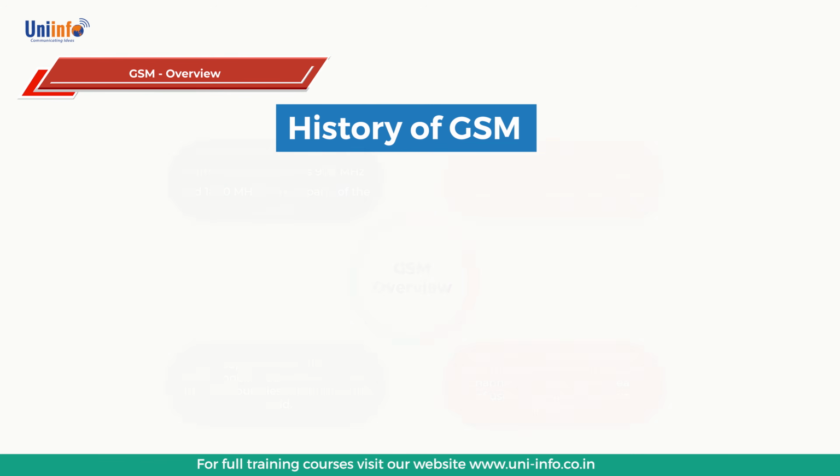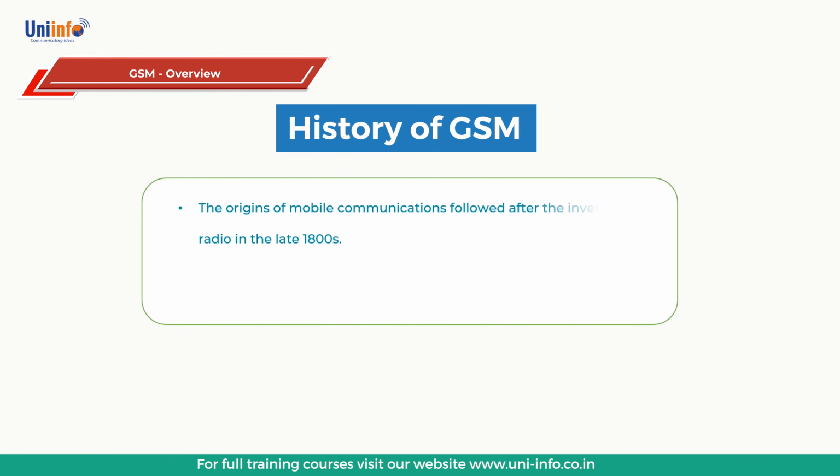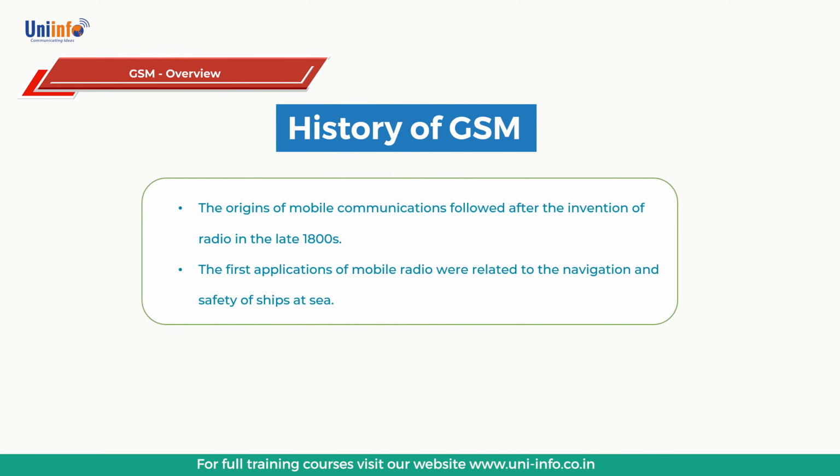So, next comes the history of GSM. We should be aware of how GSM came into existence. The origins of mobile communications followed after the invention of radio in the late 1800s. The first application of mobile radio were related to the navigation and safety of ships at sea. As radio concepts developed, so did its uses as a communication tool.